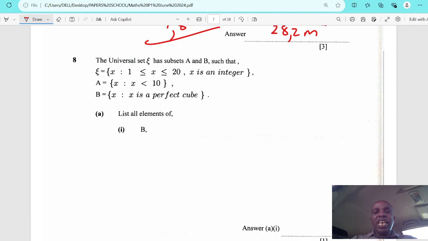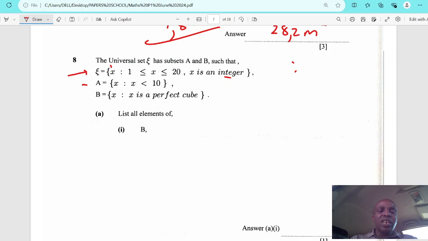Then 8, the universal set. A subset A and B. A subset is found inside the universal set. Then this one, the universal set, it contains values of x. It means values of x such that these values of x are between 1 and 20 inclusive. And these are whole numbers. X is an integer. So integers or whole numbers between 1 and 20. Those are the values that are taken by the universal set.